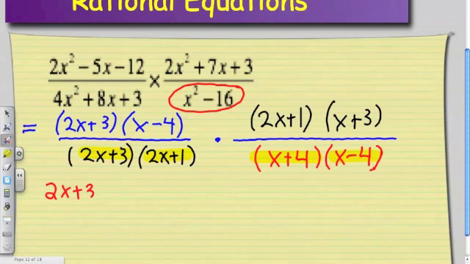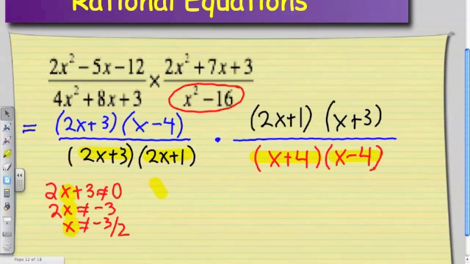2x plus 3 cannot be equal to 0. That means that 2x cannot be equal to negative 3. That means x cannot be equal to negative 3 over 2. All I'm doing is simple grade 9 algebra to isolate my x. Next term, 2x plus 1 cannot be equal to 0. 2x cannot be equal to negative 1. x cannot be equal to negative 1/2. You guys understand what I'm doing? There's no confusion? Okay, you can start writing.